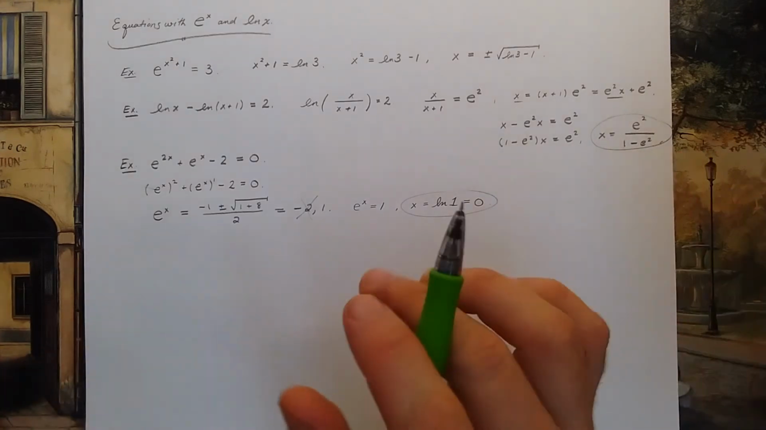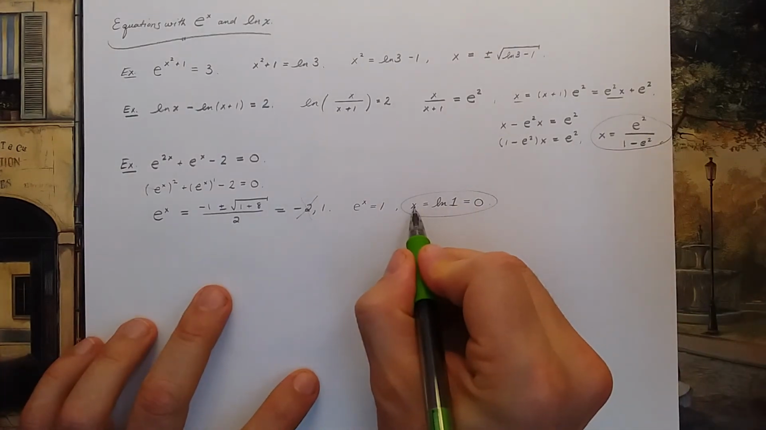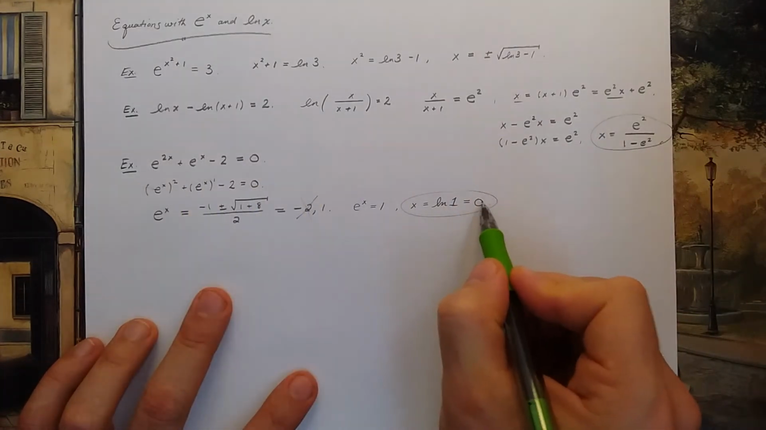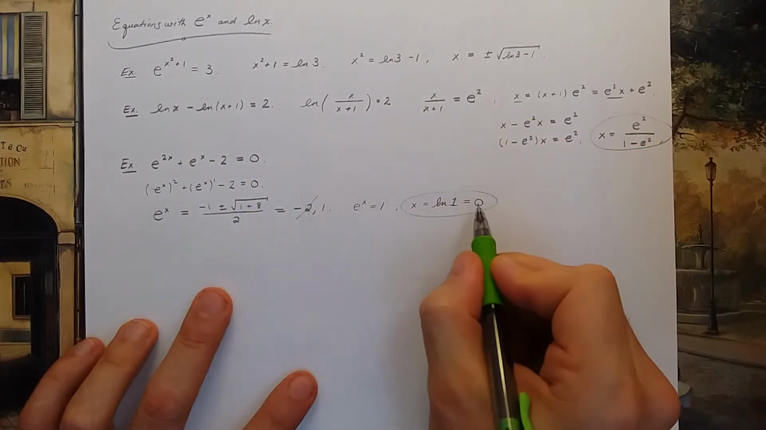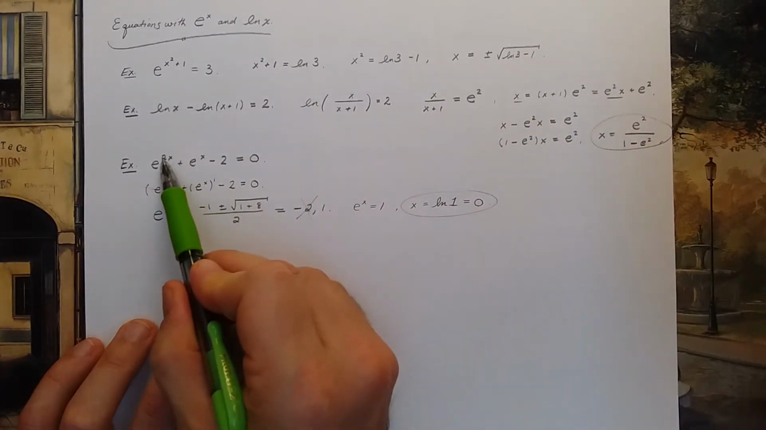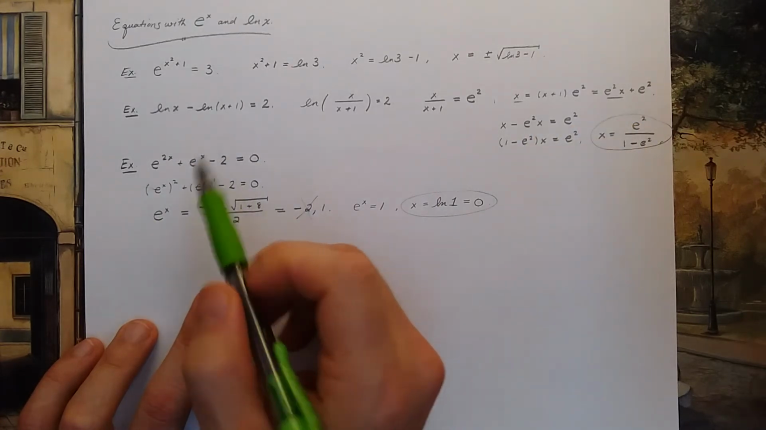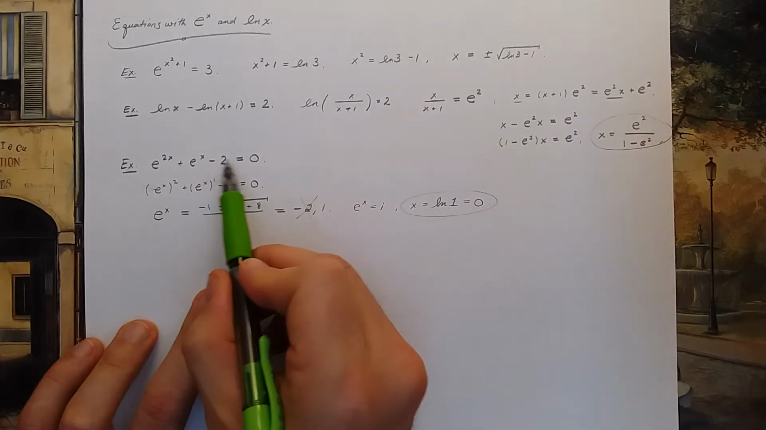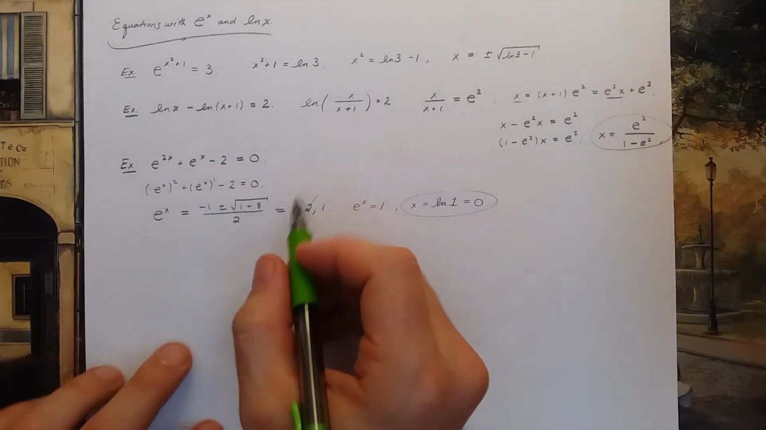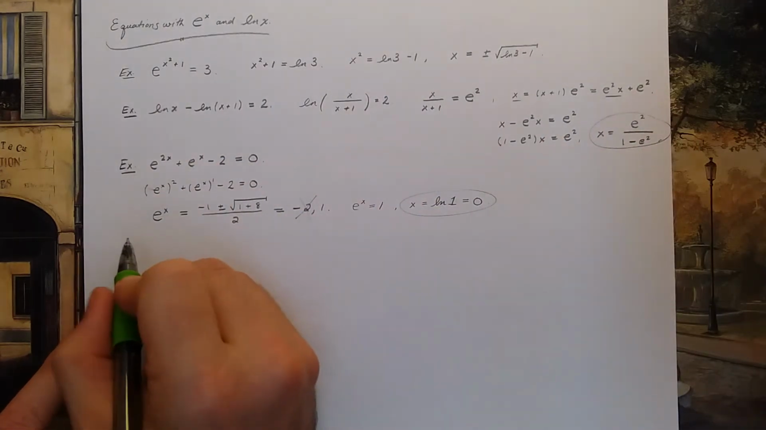If you're ever concerned if you have the right answer, of course it's a great technique to just plug your solution into the original equation to see that it works. So if I plug in x equals 0 here, I get e to the 0, which is 1, plus e to the 0, which is 1, minus 2, and that does check out. Let's solve a couple more to end this video.